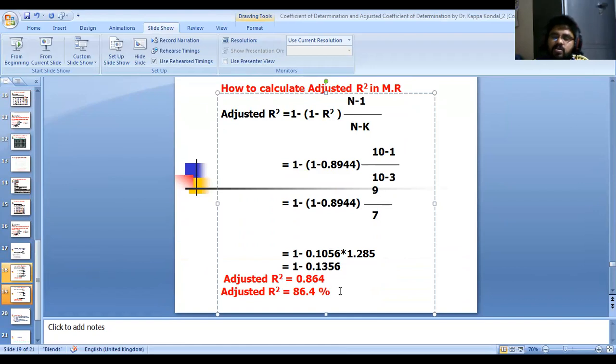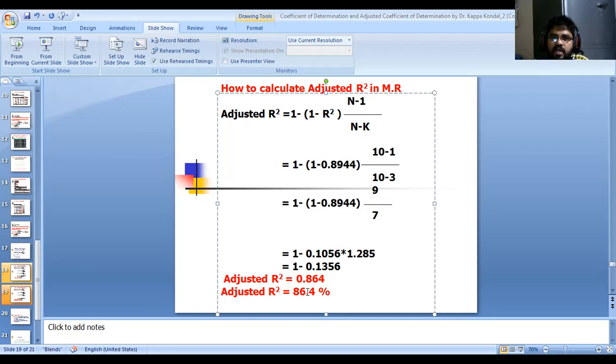That is 86.4%. So how can we interpret these values in the regression analysis? That is the main part. For example, here R square is 89.44 and adjusted R square is 86.4. In multiple regression, we can use adjusted R square, whereas in simple regression, we can use the R square value. When you are using simple regression, you may represent the R square value.